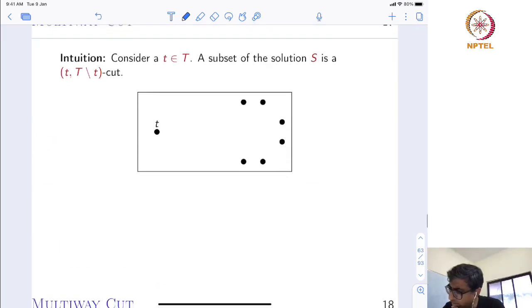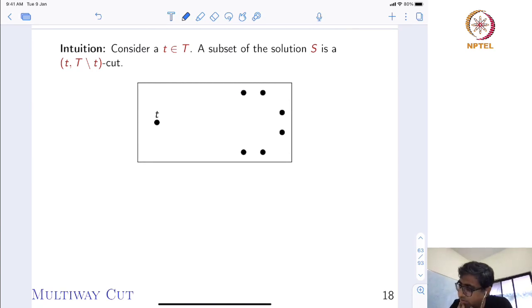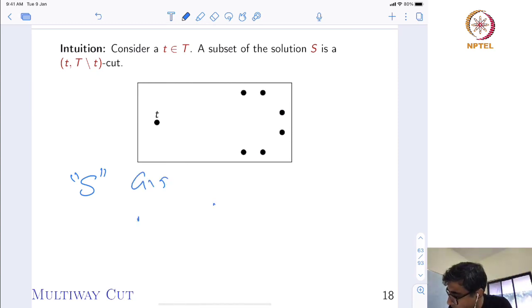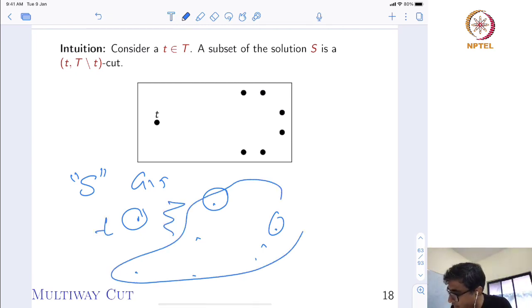Okay. So let's consider the intuition. Suppose T is a terminal and a subset of the solution S is a T minus T cut. Look at S: if you delete G minus S, then every terminal is in its own component. Then there will exist some subset of edges whose deletion will disconnect T from everybody else, right? In particular, the whole set S itself does this job. So there could be a minimal subset of S which does the job of separating T from every other terminal.